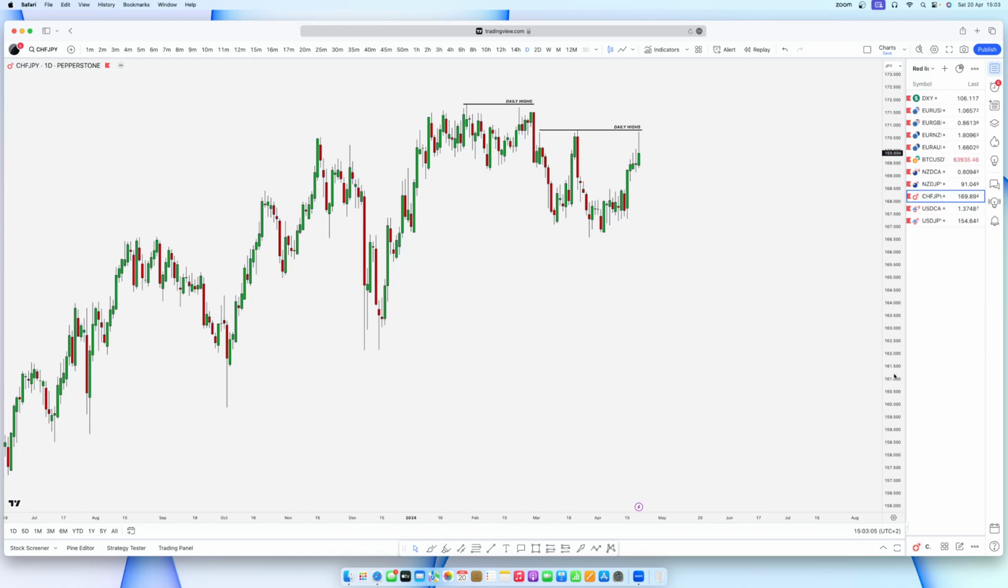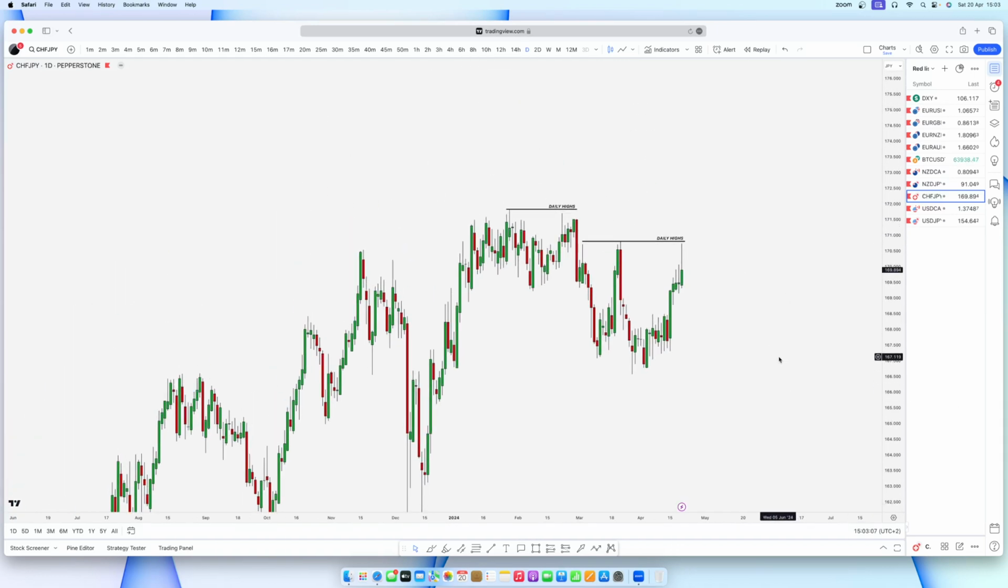Okay, keep an eye on CHF JPY. I believe we're going to go to the upside. Although structure is bearish, as you can see, we had this lower low, lower high, lower low. So it should just drop and give us a lower low overall.